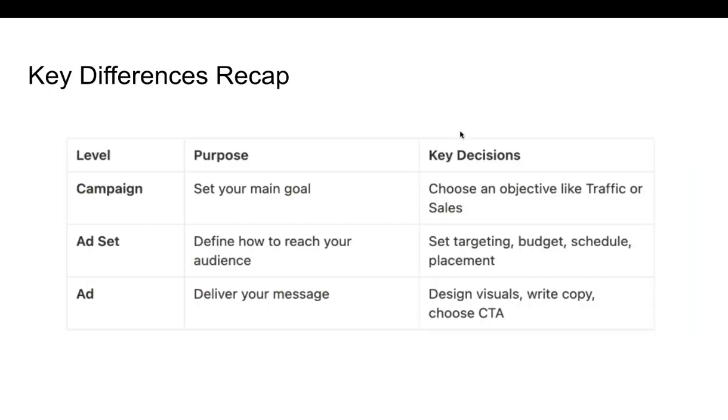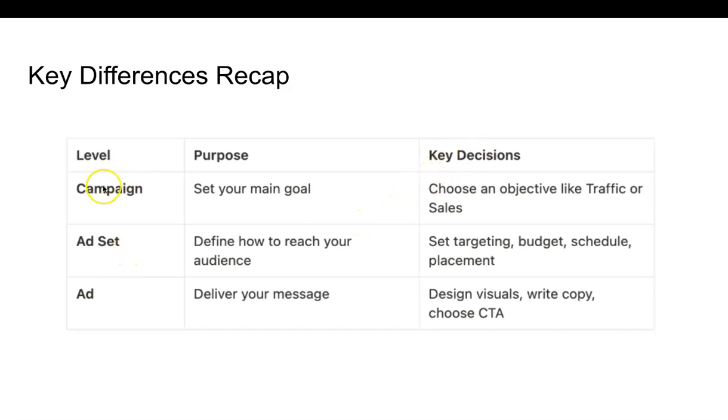All right. So some quick key differences recap. I made a little table. We have the different levels: campaign, ad set, and ads, and then the purpose. For campaign, that's when you set your main goal. The purpose of your ad set is to define how to reach your audience. And the purpose of the ad is to deliver your message.